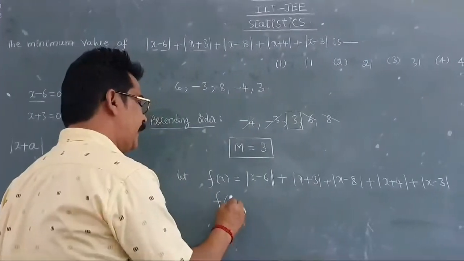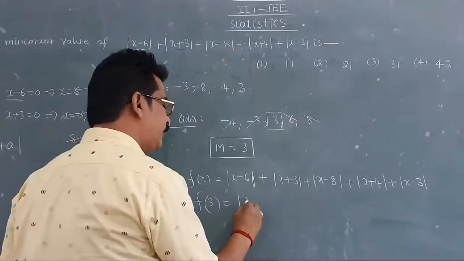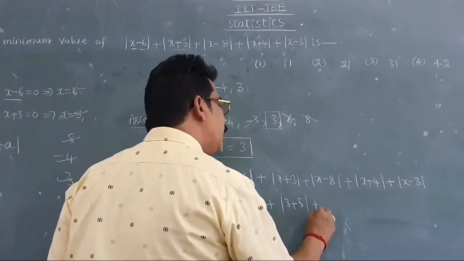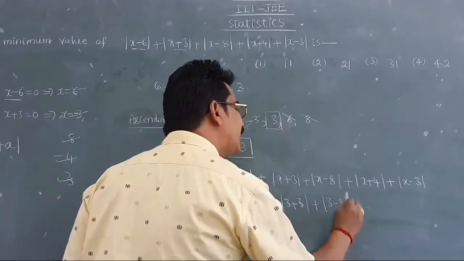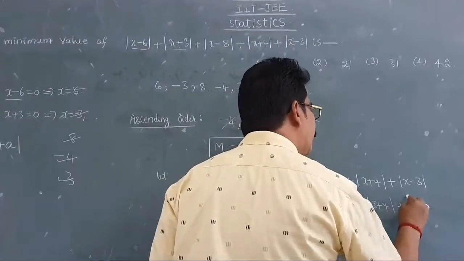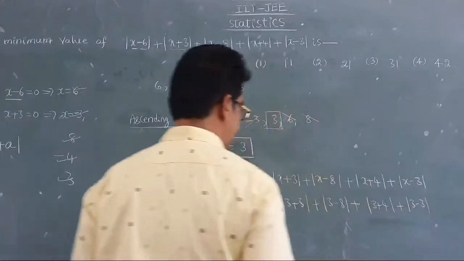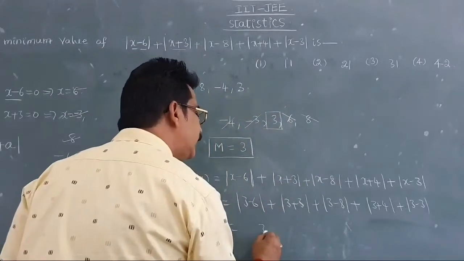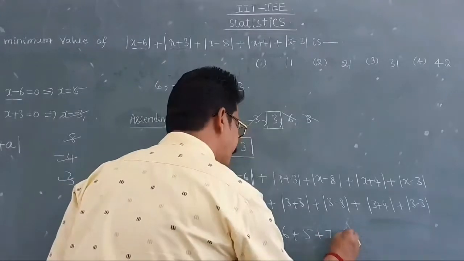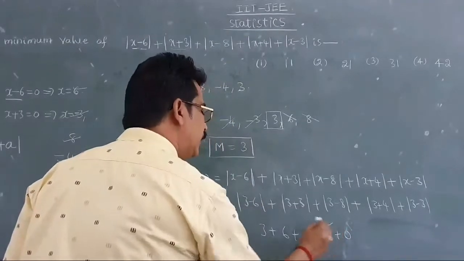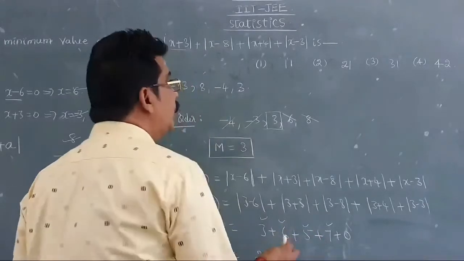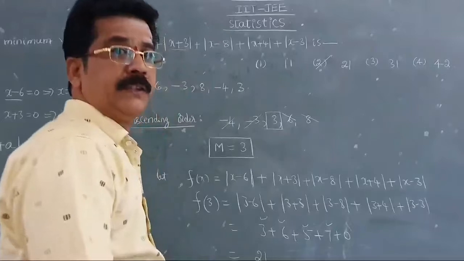Now find f of 3. Modulus of 3 minus 6 plus modulus of 3 plus 3 plus modulus of 3 minus 8 plus modulus of 3 plus 4 plus modulus of 3 minus 3. So that is equal to 3, 6, 5, 7, 0. That is equal to 10, 10, 16, 21. So therefore, the second option is right. So this is the procedure.